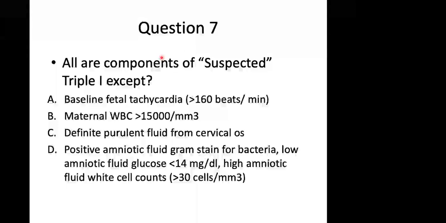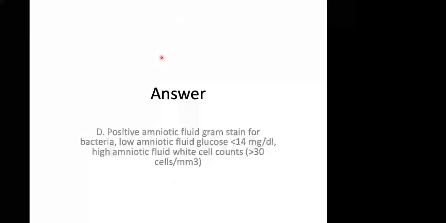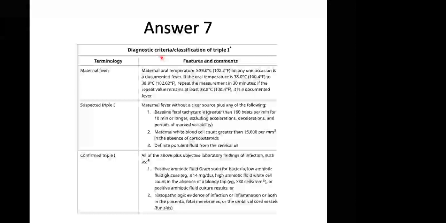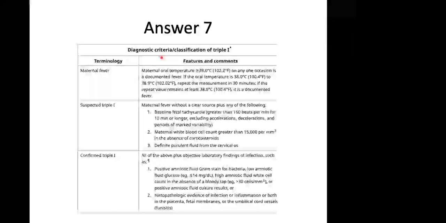Choices were baseline fetal tachycardia more than 160, maternal WBC TLC of more than 15,000, definitive purulent fluid from cervical os, and positive amniotic fluid gram stain or low glucose or WBC count of amniotic fluid. So answer is D. This is the criteria for triple I proposed by NICHD in 2015. So maternal fever is a must, of more than 39 degrees, or any one occasion, is a major component of triple I.